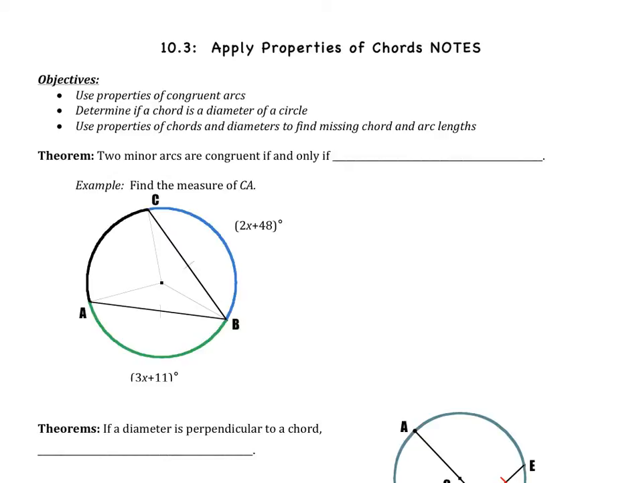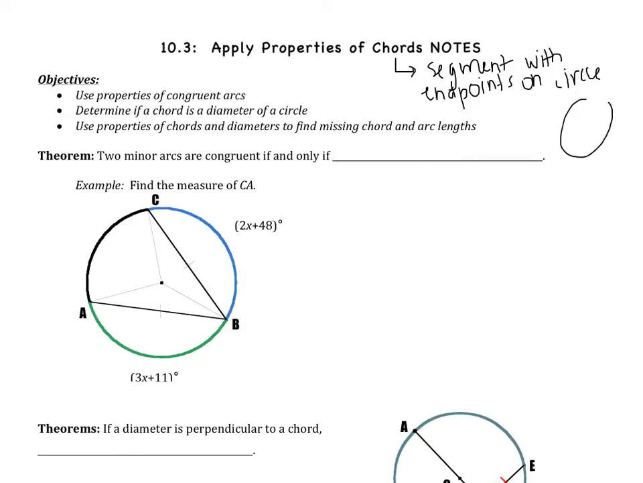Before we jump into the first theorem, I just want to give us a reminder about what a chord is. We learned this in section 1. A chord is a segment with endpoints on the circle. So looking at a circle, this is a chord. It has one endpoint on the circle and another endpoint on the circle. Remember, a special chord is a diameter. Diameter is just a chord that passes through the center of the circle.